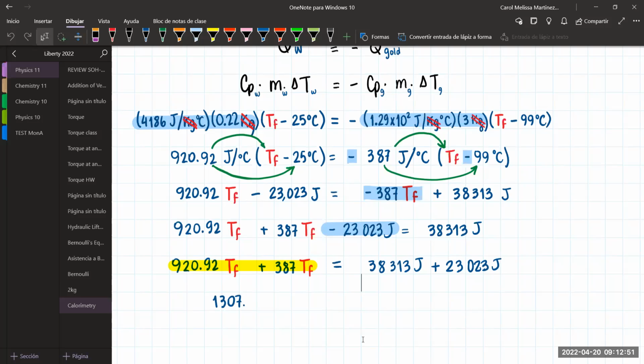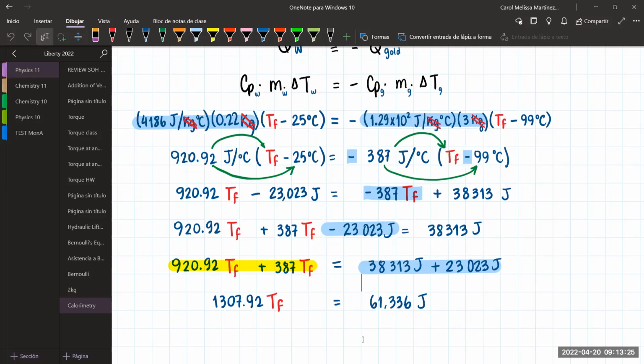1,307.82. Remember, this is TF, and this is equal to what I have on the other side. I have 38,313 plus 23,023, which is 61,336 joules. So, what happens here now?